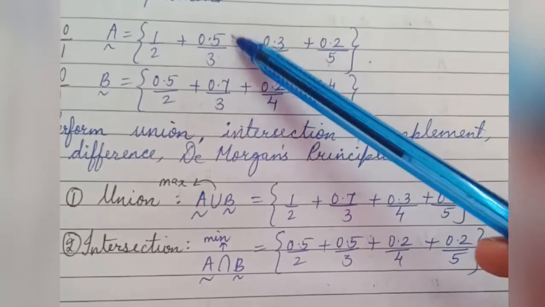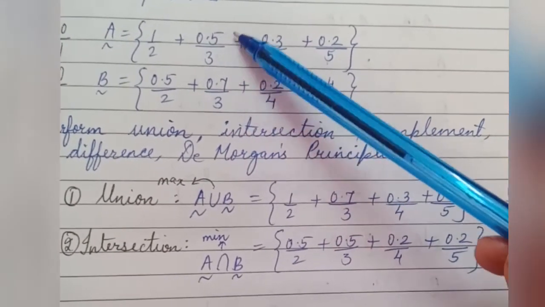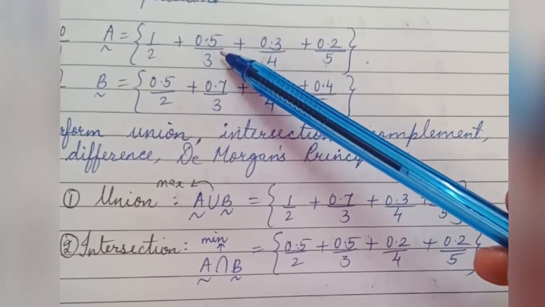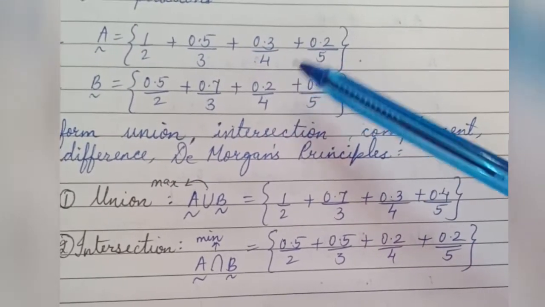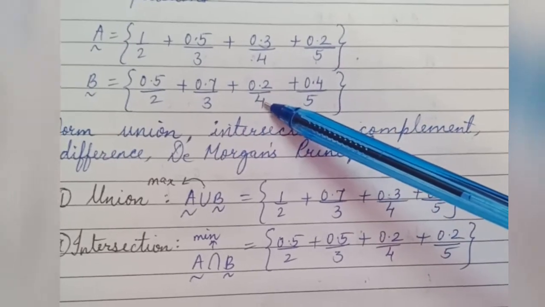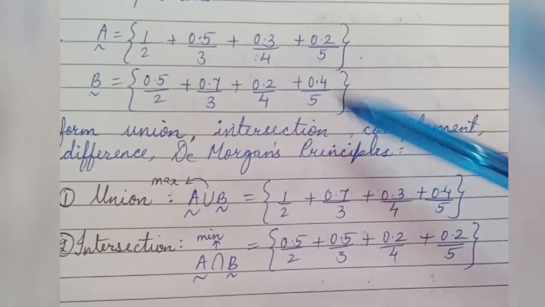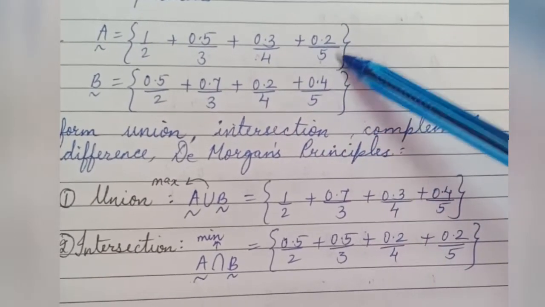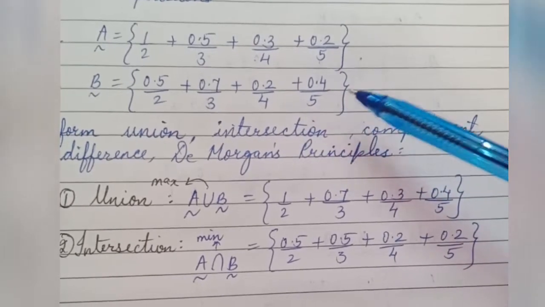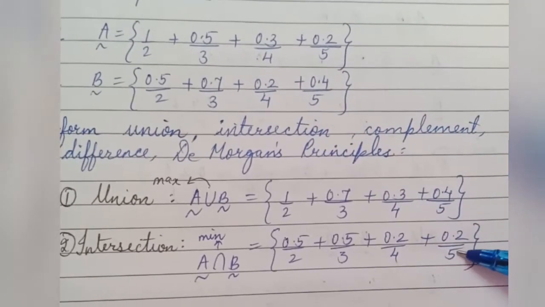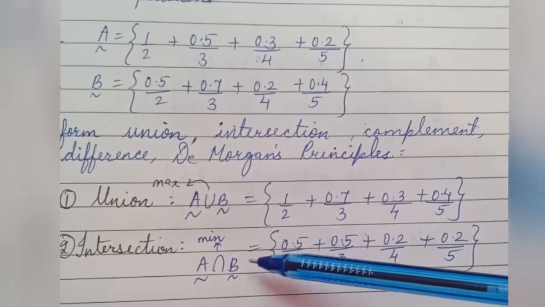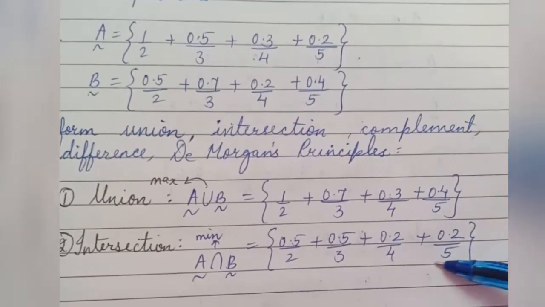For the second element 0.5 and 0.7, select minimum 0.5. For the third element, compare 0.3 and 0.2, select minimum 0.2. Fourth element 0.2 and 0.4, select minimum, that is 0.2. So this is the A intersection B set.